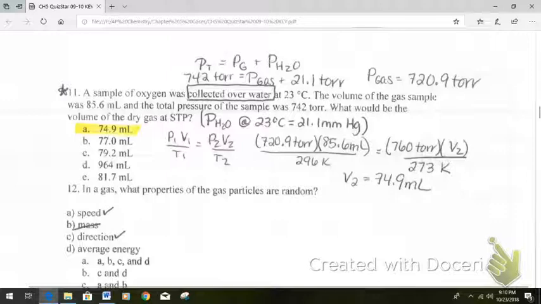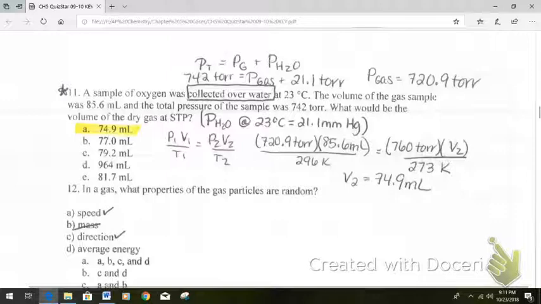But obviously the key phrase here is collected over water, and I'm telling you right now, whenever you have a problem that involves collecting it over water, you will always be given 2 things. The total pressure, which was clearly 742 torr here, and then you have to be given the pressure of water. And in this case, the pressure of water was missing from the problem, although if you looked back at previous homeworks or just Googled it, you would have found it. And the pressure of water at 23 degrees Celsius is 21.1 millimeters mercury.